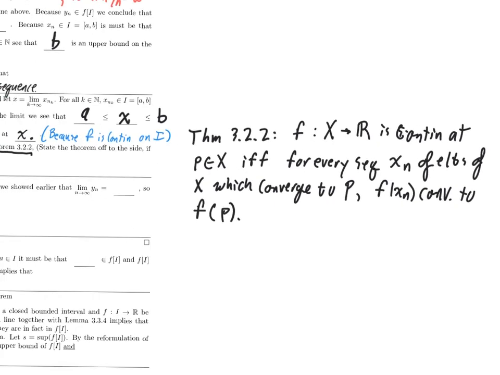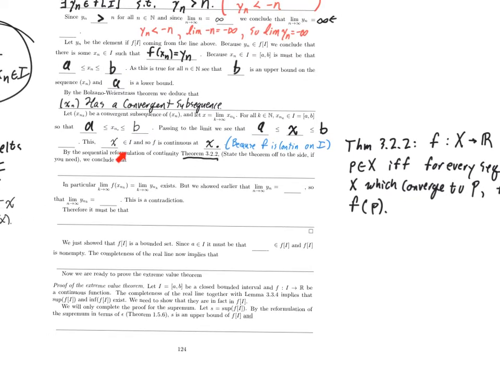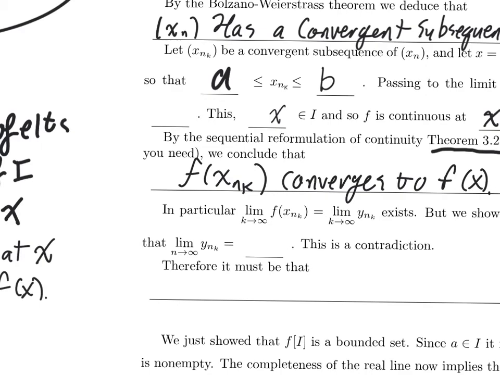And I'm in exactly that situation now. This function f is continuous at this input x. x sub n sub k is a sequence of elements of the domain of f, the thing called X here, but it's called I in the theorem, which converges to this input x. So it must be that, maybe I'll say it in words, f of x sub n sub k converges to f of x. Neat.